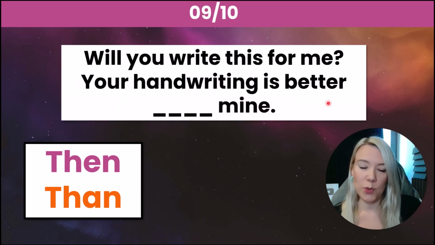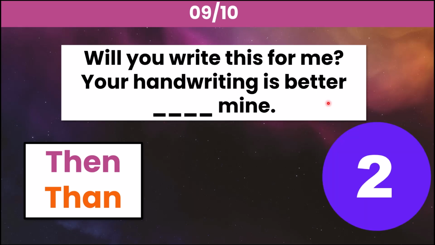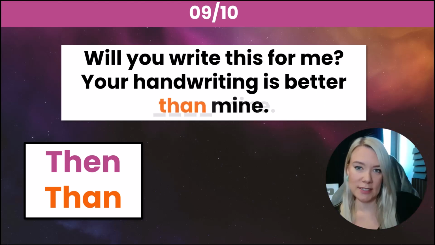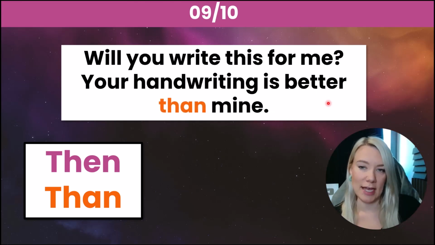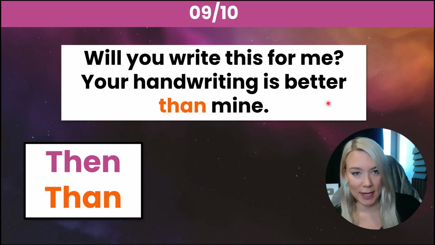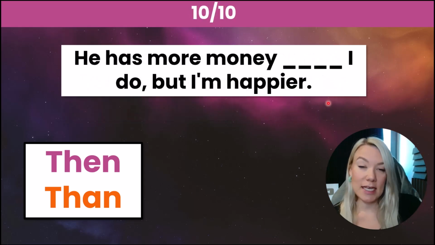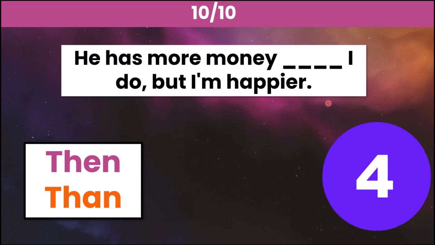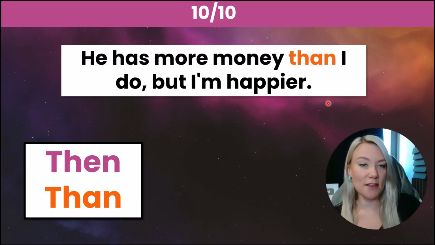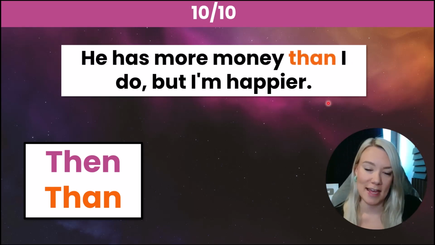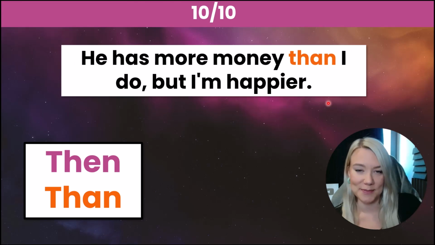Number 9. Will you write this for me? Your handwriting is better. Mine. The correct answer is than, T-H-A-N. Your handwriting is better than mine. And finally, number 10. He has more money, I do, but I'm happier. The correct answer is than. He has more money than I do, but I'm happier.